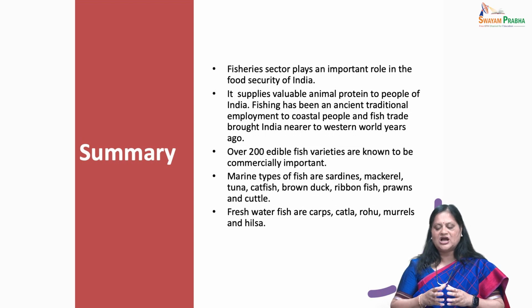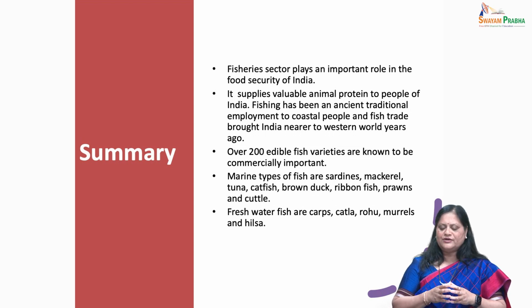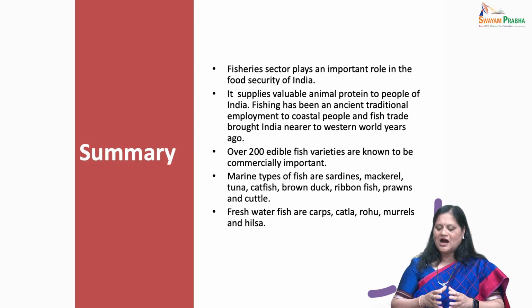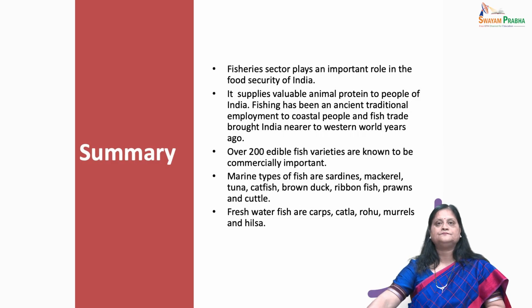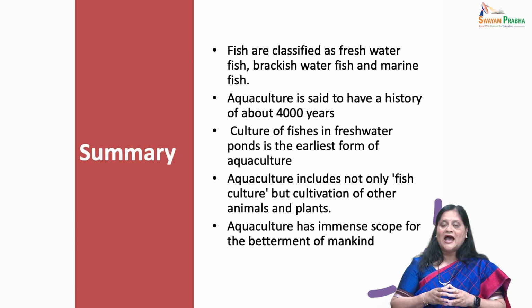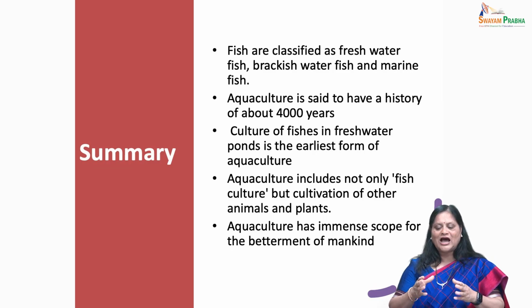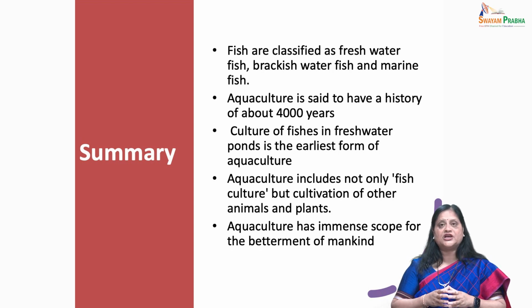Marine types of fish are sardines, mackerel, tuna, catfish, brown duck, ribbonfish, prawns, and cuttlefish. Freshwater fish are carps, katla, rohu, murrel, and hilsa. Fish are classified as freshwater fish, brackish water fish, and marine fish. Aquaculture is said to have a history of about 4,000 years. Culture of fishes in freshwater ponds is the earliest form of aquaculture.